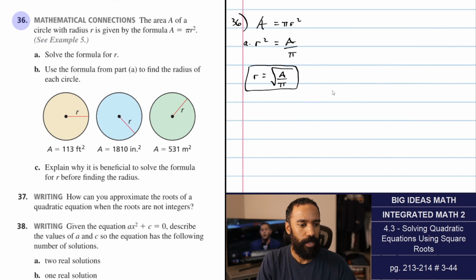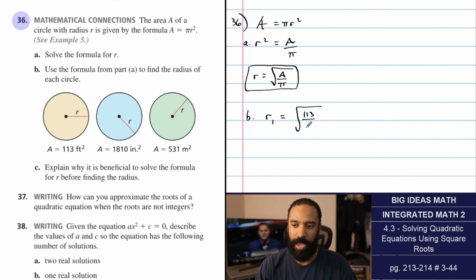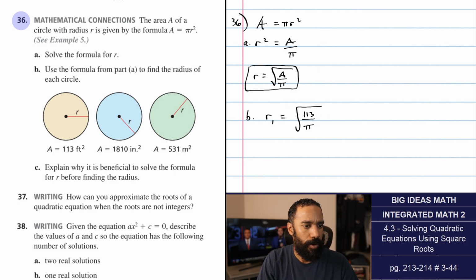B, use the formula from part A to find the radius of each circle. So now finding the radius by substituting something in for A. So for B, we'll get, for the first circle, R1, the square root of 113 over pi. I guess that's exact, but I'm going to go ahead and round that. Square root of 113 divided by pi. Oh, I didn't hit the division sign. Divided by pi. And I have 5.997, so around 6 feet.